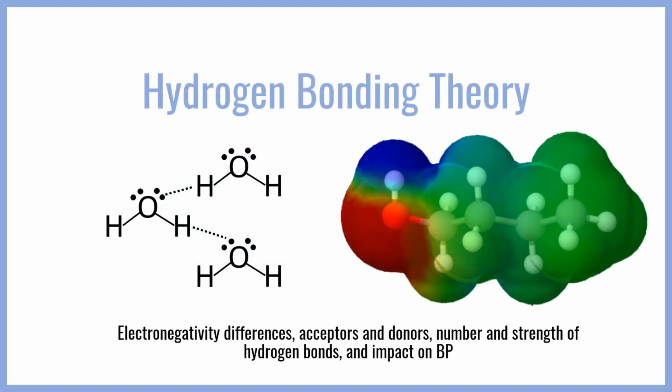In this video, we're going to dive into the world of hydrogen bonding and talk about what chemical environment is necessary for H bonding. We're also going to talk about the difference between donors and acceptors, what factors influence the strength of H bonding, and several examples. Let's go ahead and get started.